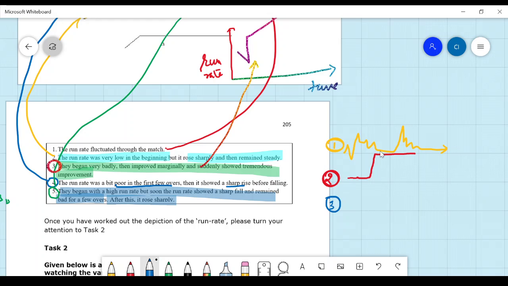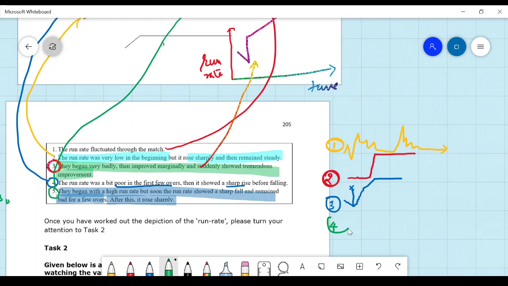In the third, they began very badly. Badly usually means there is no run rate at all. So you can just show a lower trend like this, and then slowly, marginally, only just visible. Sharply means it would go directly; it doesn't go like that, it rises marginally like this, then suddenly showed tremendous improvement. After the improvement you need not keep it steady, but you can put it like that.